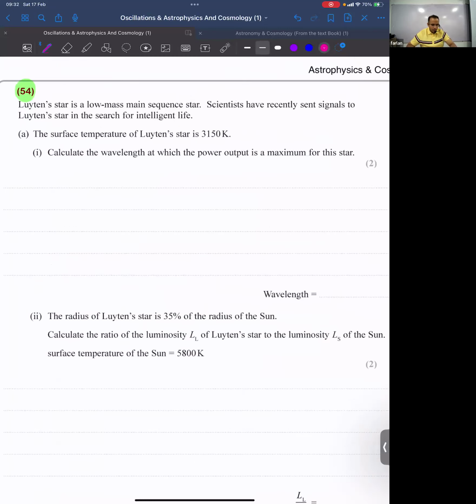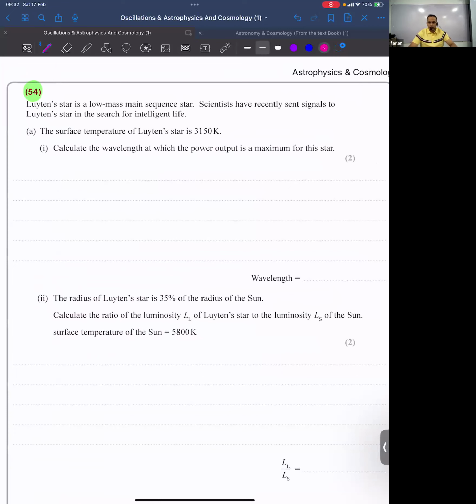Lightning star is a low mass main sequence star. Scientists have recently seen signals from Lightning star in the search for intelligent life. The surface temperature of Lightning star is 3150 Kelvin. Calculate the wavelength at which the power output is a maximum for this star.